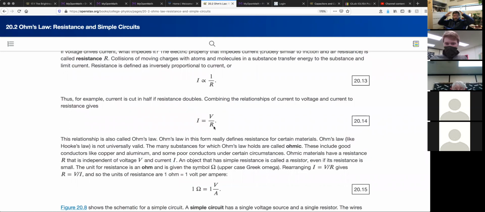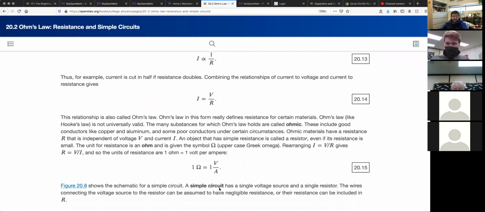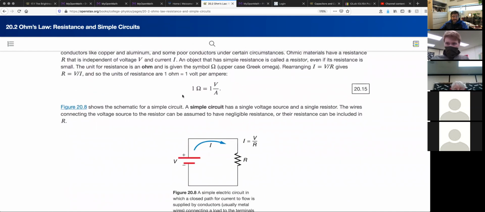So we actually now come up with the idea of resistance. Turns out that if you solve this equation for resistance, you find that resistance is equal to volts divided by amps. And we call that the ohm. 1 ohm is 1 volt divided by amps, or amperes. So that's resistance, the ohm.